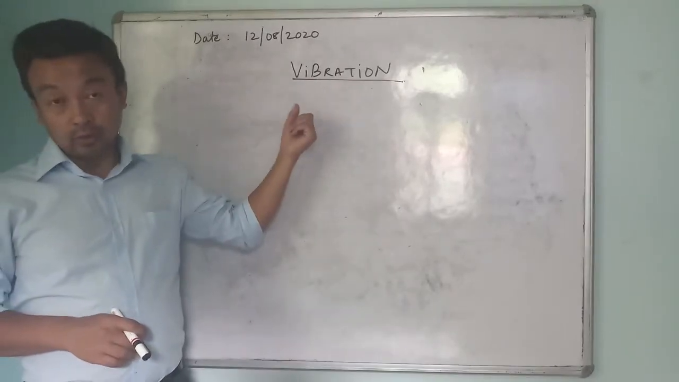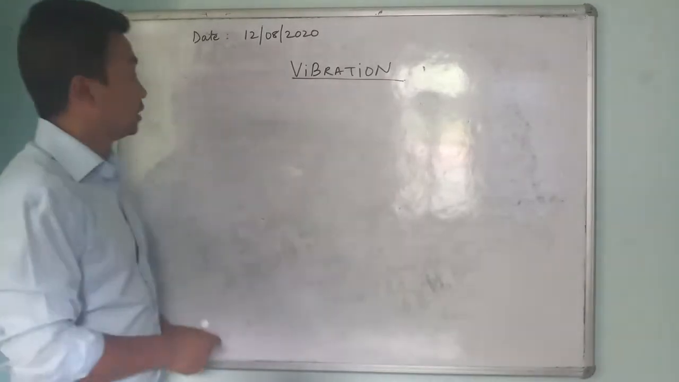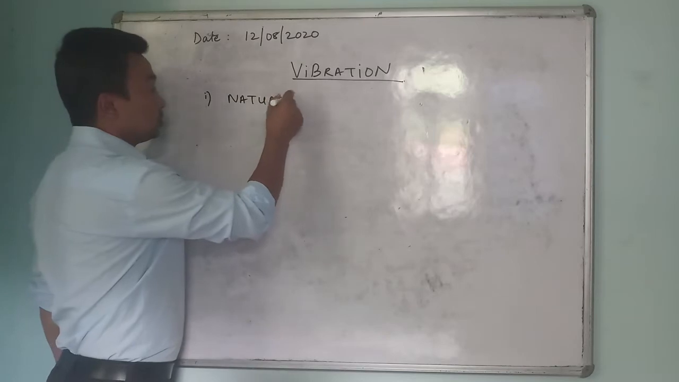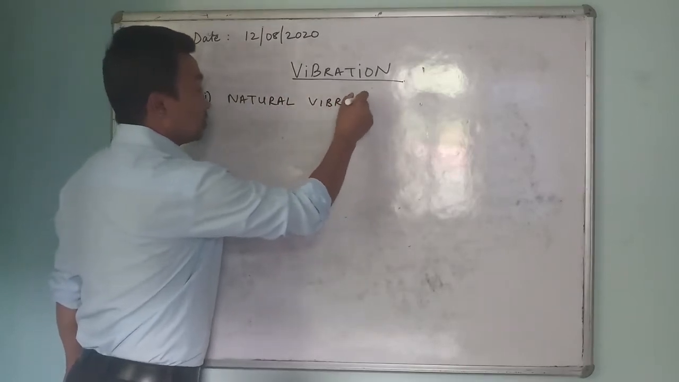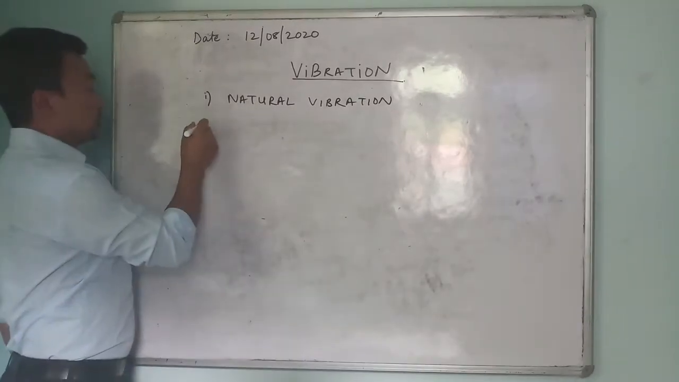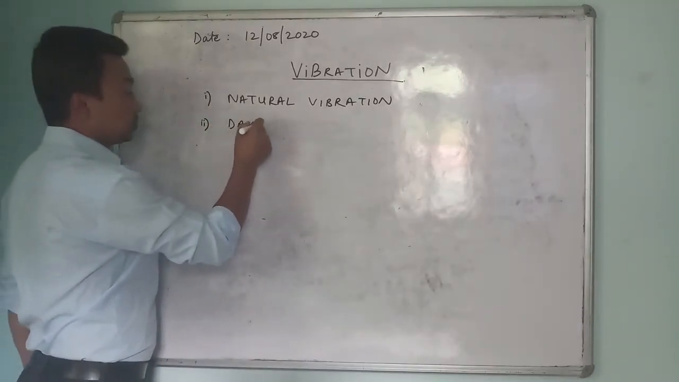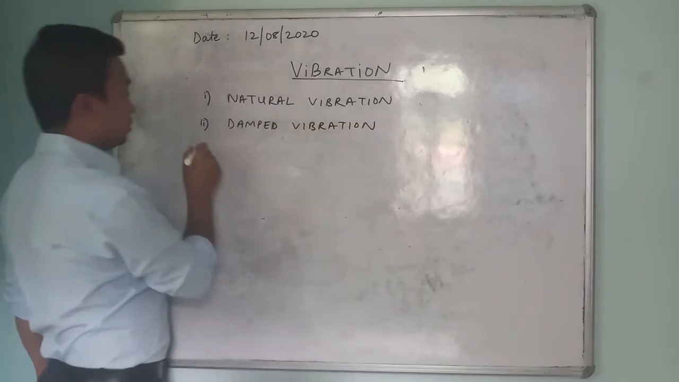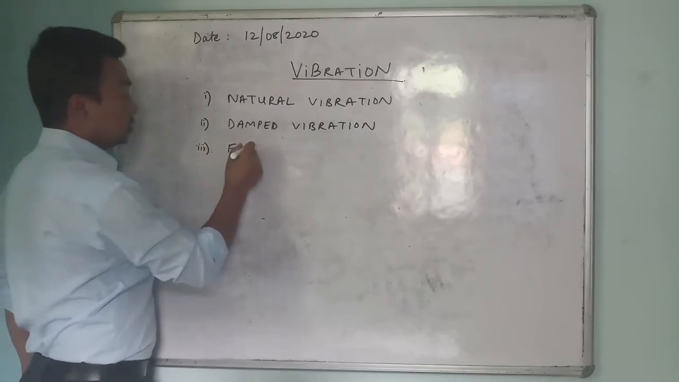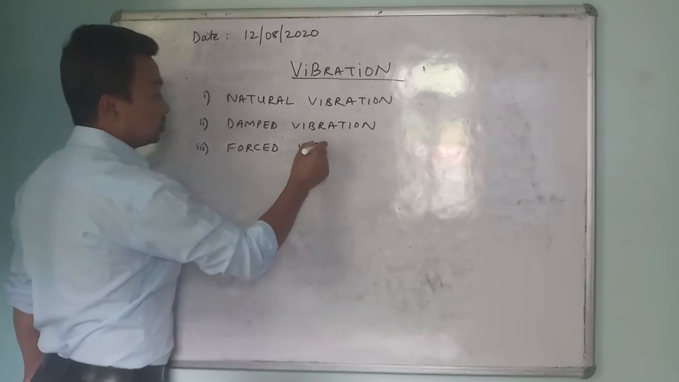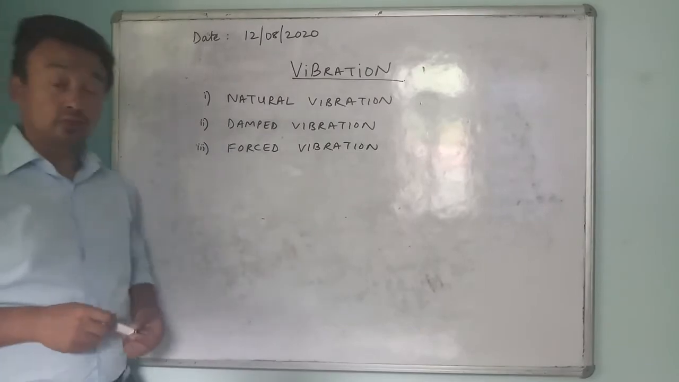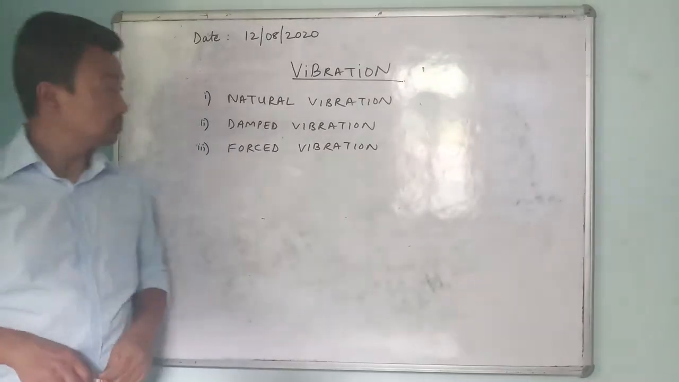Now in this class, there are three types of vibrations which you are going to study. Number one is the natural vibration. Number two is damped vibration. And number three is forced vibration. So we are going to study in detail each vibration, the natural, or it is also called the free vibration.